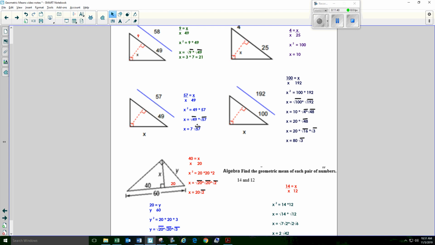Square root of 57 does not break down. So my answer is 7 square root of 57. That's the exact answer. When you leave radicals in your answer, that's the exact answer. Now in the DCAS, it might ask you to round to the nearest tenth.